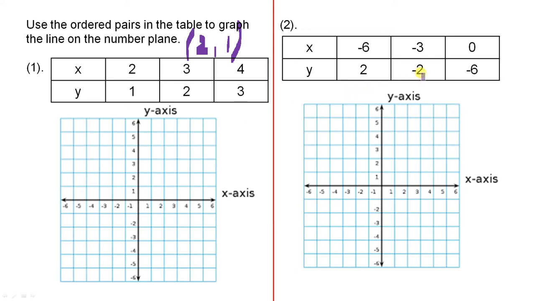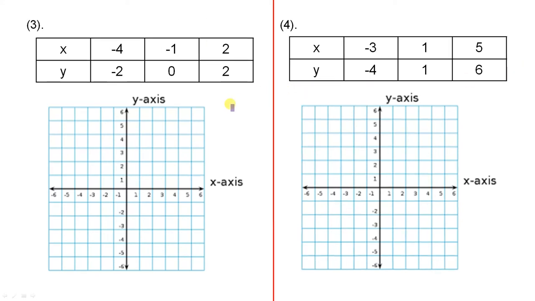The example here is very similar, except we've got some negative numbers here. So the points can be anywhere on the number plane. They don't just have to be here, where both the x and y are positive. They can be anywhere on the number plane. So it's very similar here for example 2. Example 3, a very similar fashion, plotting the 3 points.